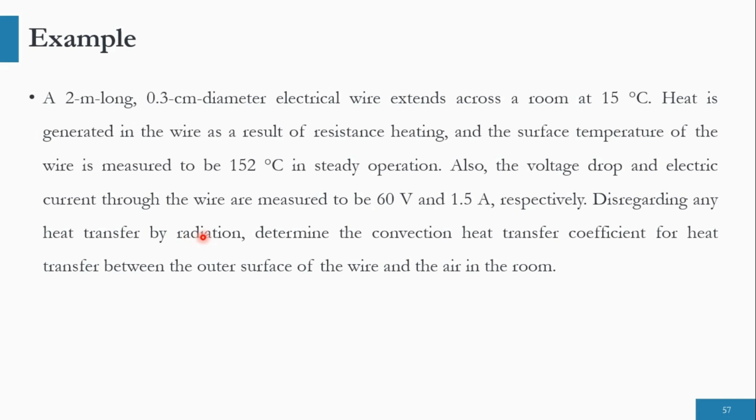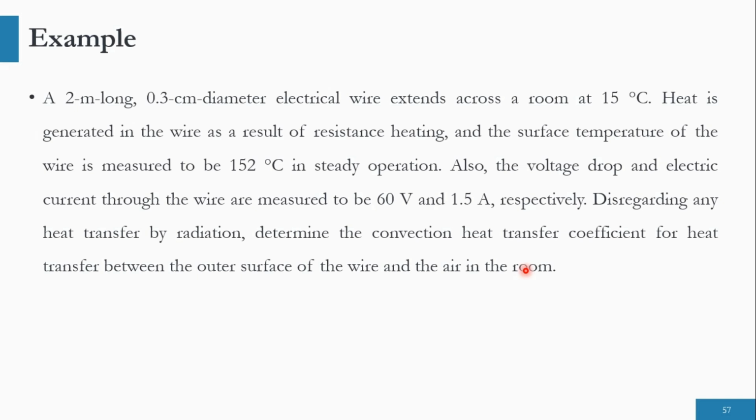Obviously, there is another phenomenon of radiation which we will study after we finish the convection. We will assume that there is no other mode of heat transfer except the convection. Determine the convection heat transfer coefficient, which is h, for heat transfer between the outer surface of the wire and air in the room. So we have to determine the value of h.